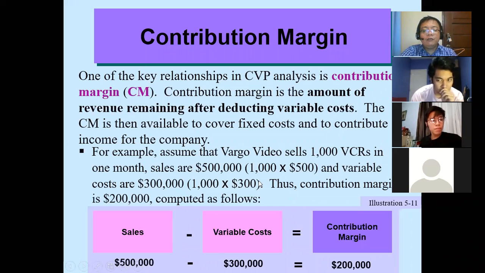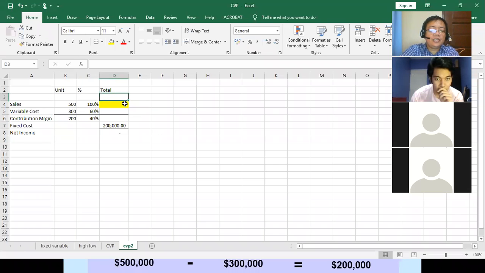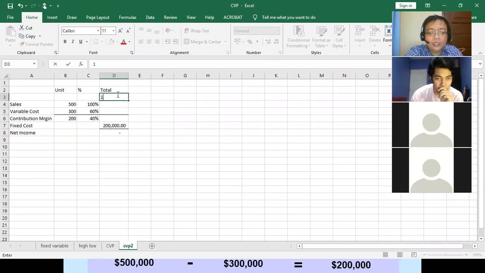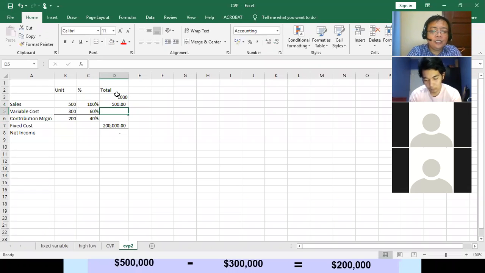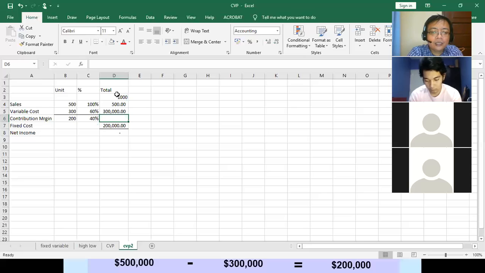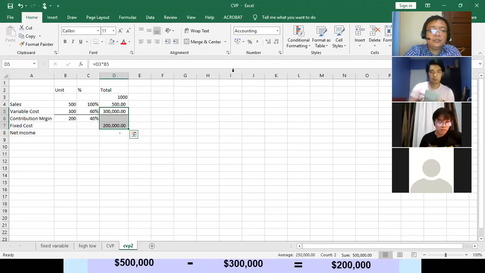Or let's say the volume mo is 1,000. Just put here 1,000. Just like what we did a while ago, right? So you put here 1,000. Magkano ang ating sales? Same, the concept of variable and fixed, it will apply also here. All right, sorry. 1,000 times 300. All right. Oh, break even pala to. Diba, break even. Dapat 500 to.